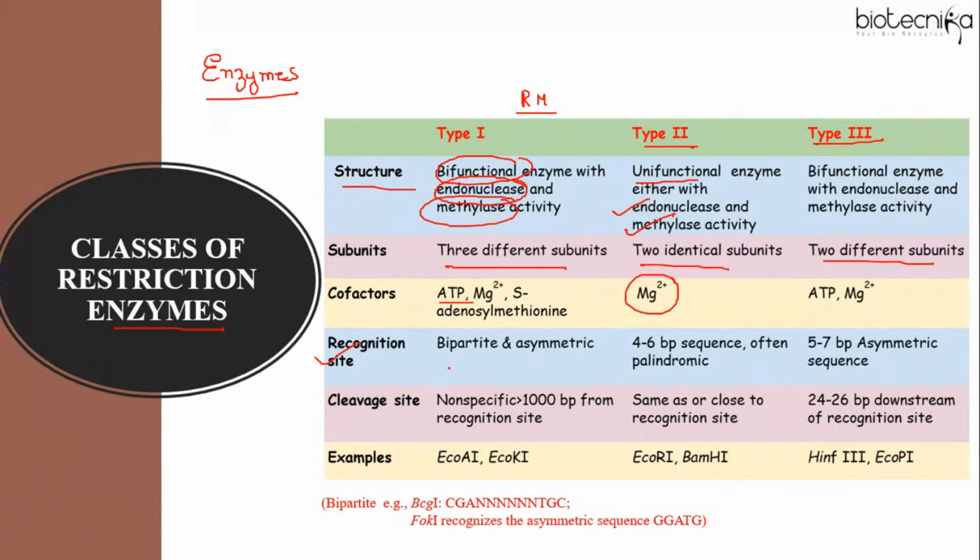For type 1, the recognition site is bipartite and asymmetric. Bipartite means it's discontinuous, it's not continuous. For example, if you see this example, BCG1, CGA, NNN, TGC. N can be any nucleotide. So basically, this enzyme recognizes CGA and TGC, and this N can be any nucleotide. It's not continuous, so we are calling it bipartite, and it's asymmetric as well. Asymmetric means that it does not have any symmetry.